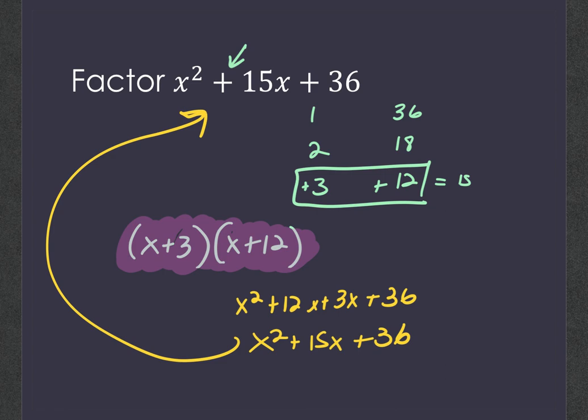Wait, so the middle one's the one that adds up to, right? Correct. Factors of the last, so it multiplies to give you the last and adds to give you the middle.